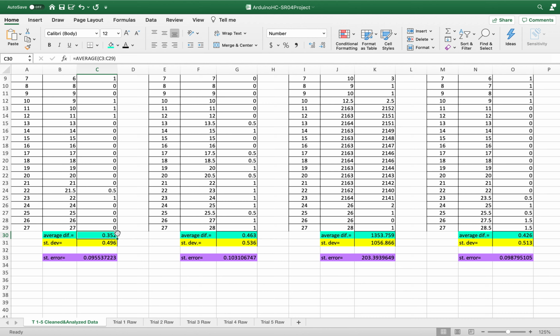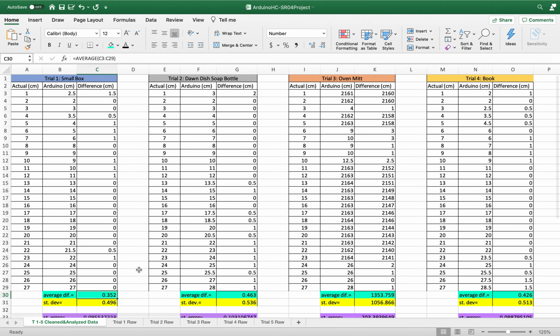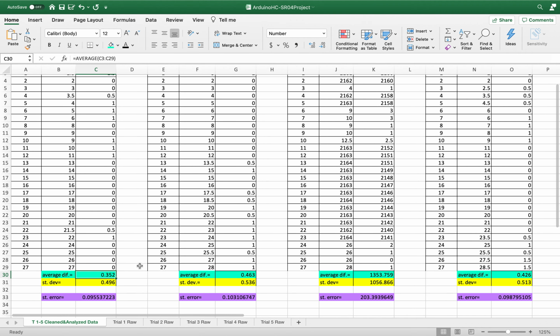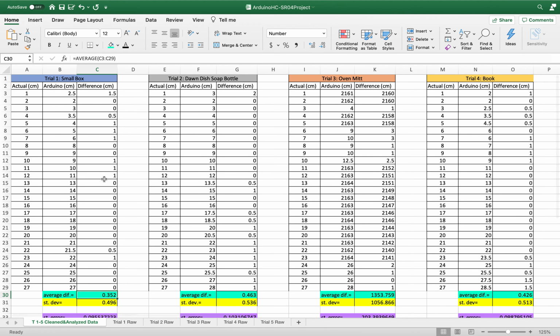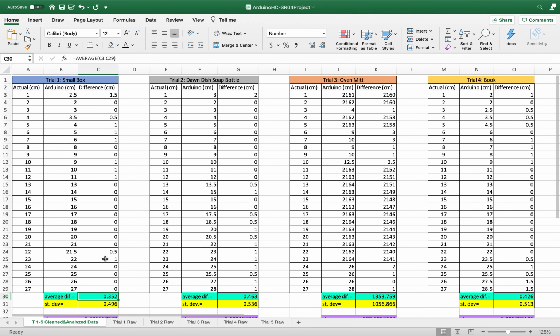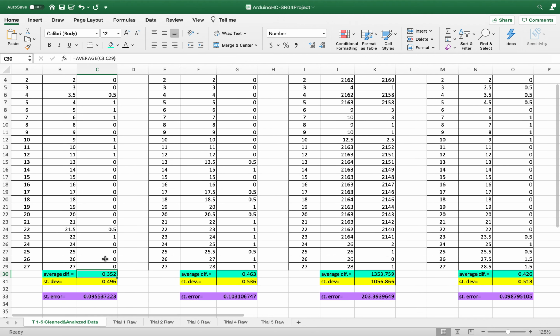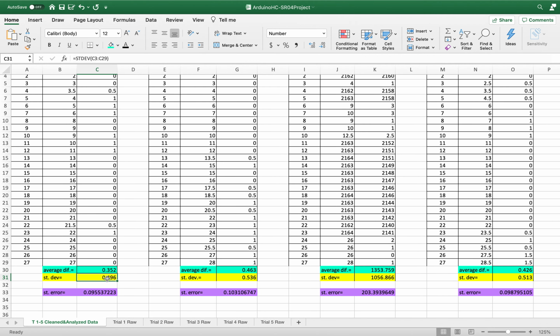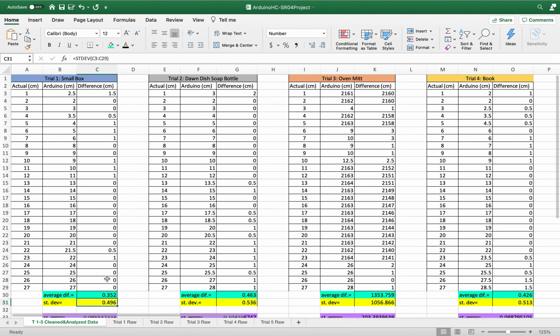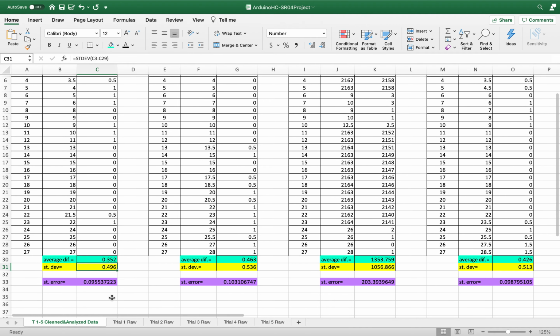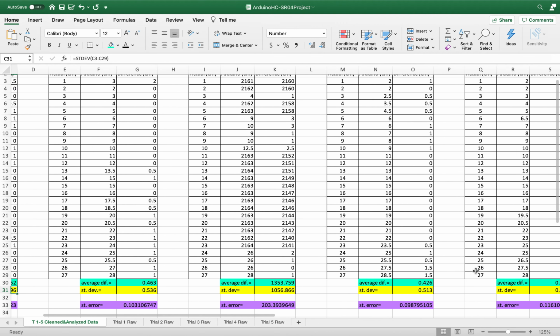And then I did the standard deviation of all of my differences. I think that data would be pretty significant when looking at how accurate the HC-SR04 is, how accurate of a tool that is. Just seeing how far the data is spread out from the actual measurement. So I took the standard deviation of that, which is 0.496, did that for each of the 5 trials.